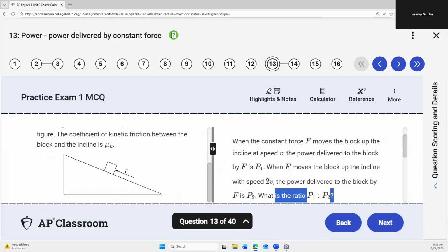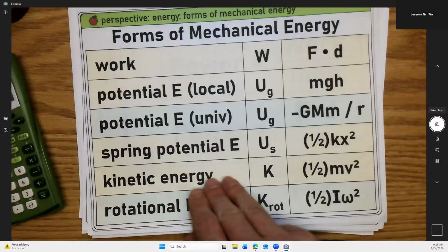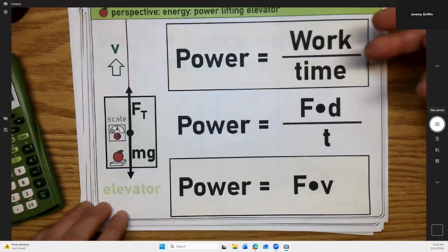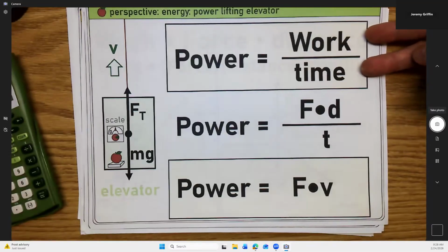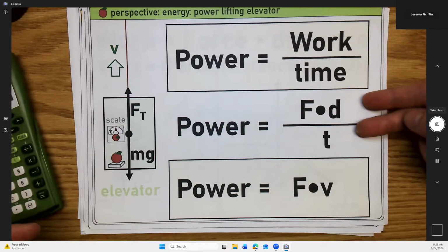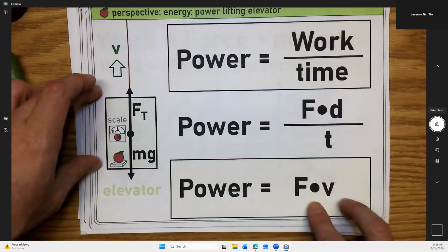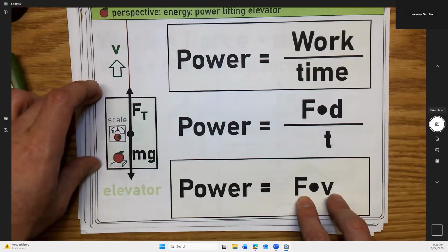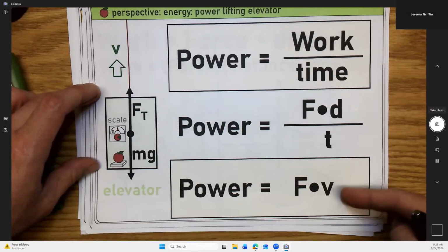Now, this one involves a bit of a deep cut trick. Power is rate of work, rate of energy transfer. That could be work over time, so you guys know that. You can rearrange it. A lot of times there's an elevator scenario, which is why I drew an elevator here. Could you say power is force times velocity? So this breaks into that, leads to that.